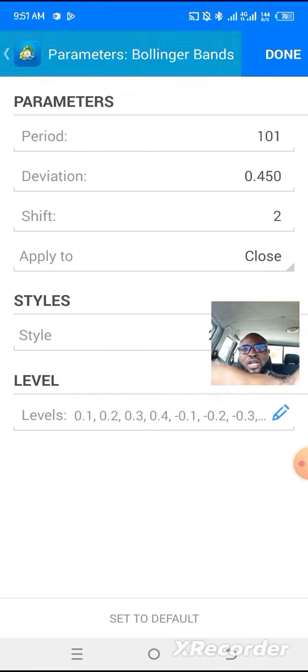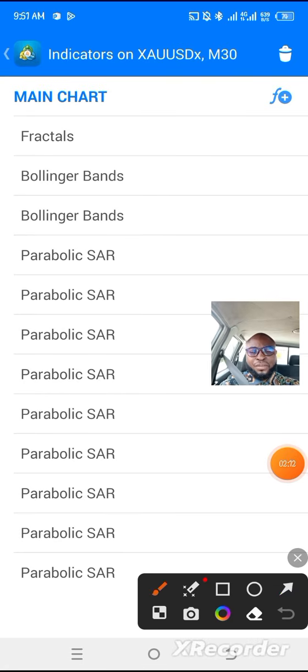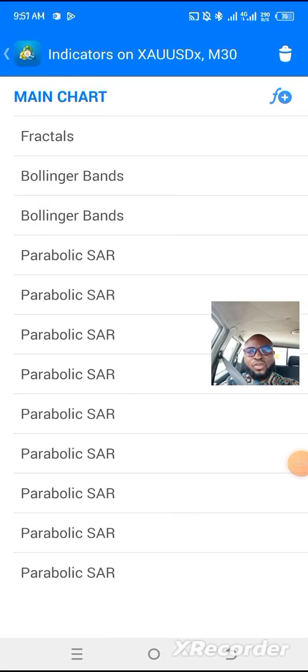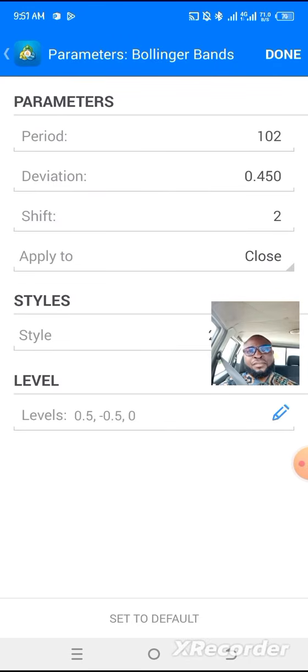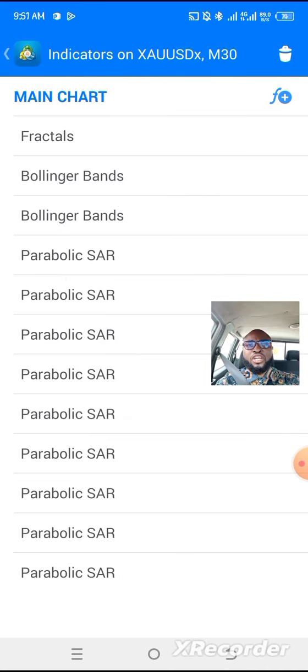Now the next Bollinger band, you click it. The period is 102, deviation 0.450, shift 2, apply to close, then level. The levels are 0.5 and minus 0.5, then any color of your choice, then you click done.